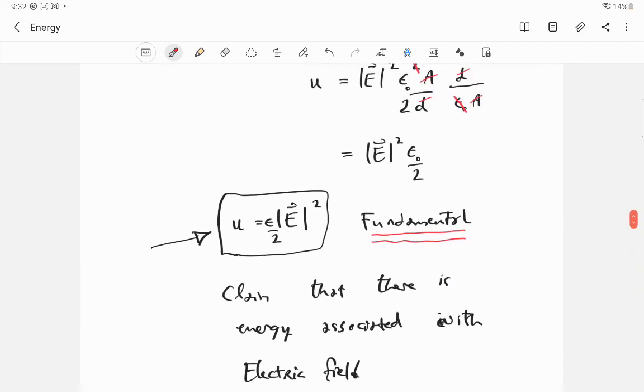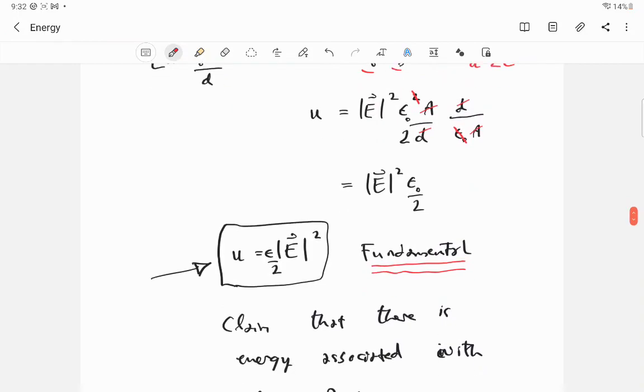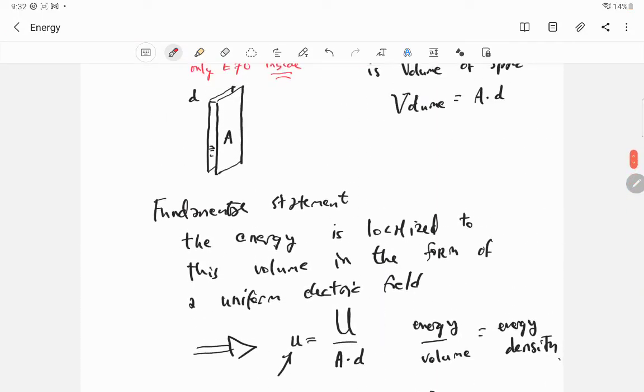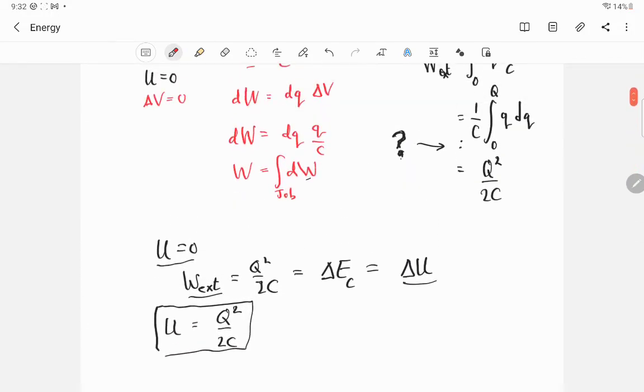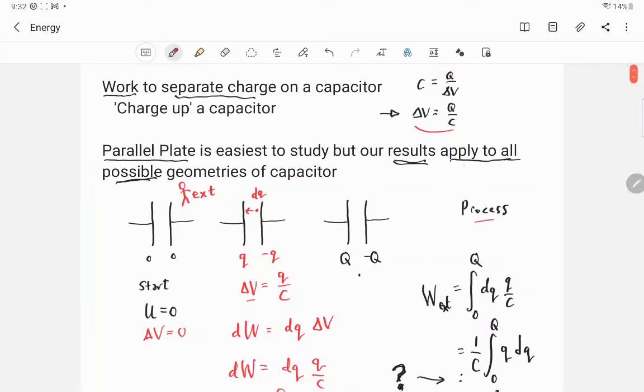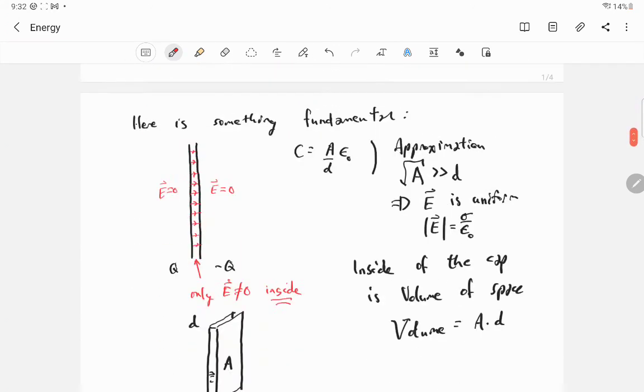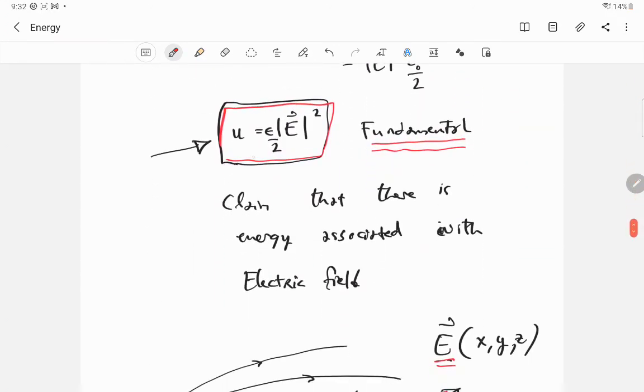So this result that we got, this thing right here, is another one of these results that is irrespective of what kind of capacitor you're talking about. So actually, this result is not only for capacitors. It's just strictly a result about electric field and energy.